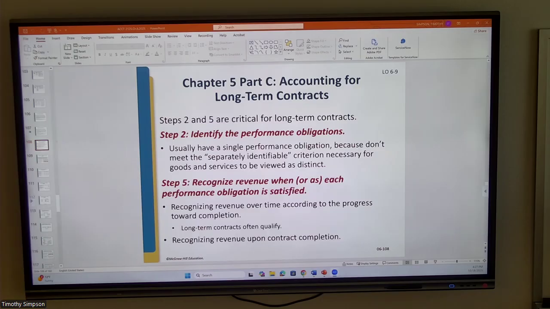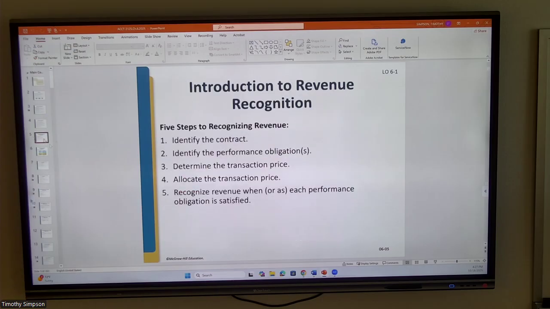And again, construction is the exemplar that we use when we talk about revenue recognition, especially over long time periods. If we go back here, you notice that we talk about steps 2 and 5, and where do those come from? We go all the way back here. There are some steps involved in revenue recognition: identify the contract, identify the performance obligation, determine the price, allocate that price, which is a big issue, and then recognize revenue when or as each obligation is satisfied.